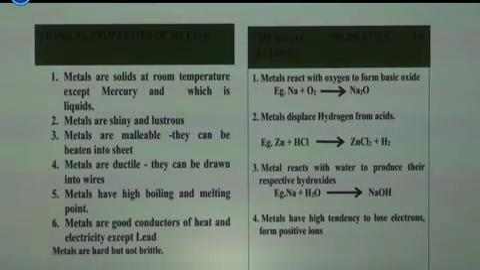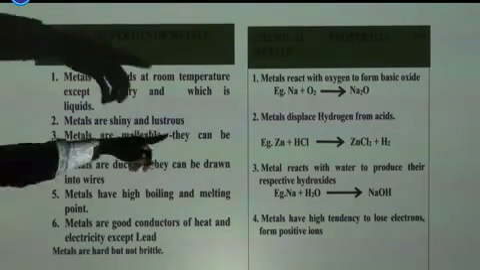Number 2, metals displace hydrogen to form acids. What we are actually saying here is that they can react with hydrogen also to form acids. They can react with acids to form what? Salts and hydrogen gas. All right? That's also a very important point.